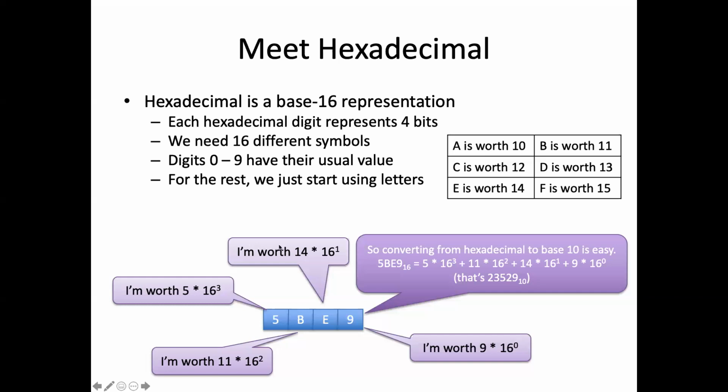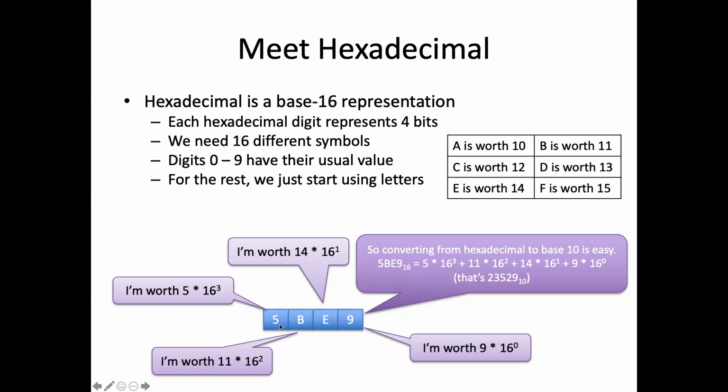This E is worth 16 times as much. Well, looking at our table, E is just another word for 14 in hexadecimal. So this E is worth 14 times 16 to the first. B in hexadecimal is just another word for 11. So this B here is worth 11 times 16 squared. And this 5 up here is worth 16 times as much as the position before it. So this 5 is worth 5 times 16 cubed.